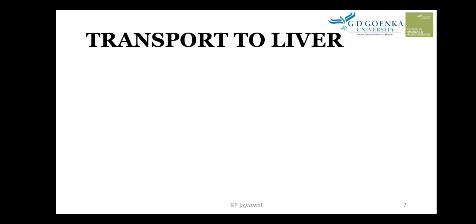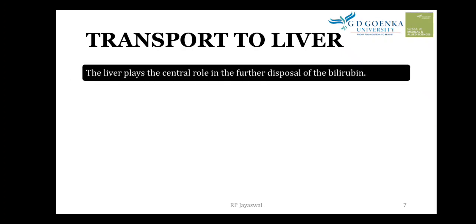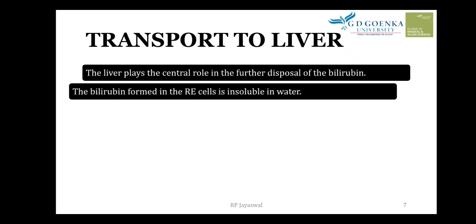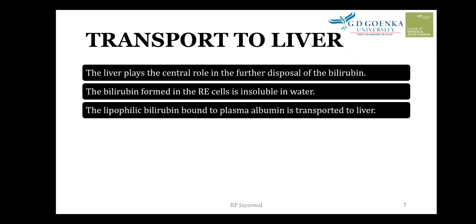Transport to liver. So the bilirubin which is formed now should be transported to liver for further metabolism. The liver plays the central role in the further disposal of the bilirubin, and the bilirubin formed in the reticuloendothelial cells is insoluble in water. So this is the problem, how can it be transported, because it's insoluble in water. The lipophilic bilirubin bound to plasma albumin is transported to liver. So this is the solution.